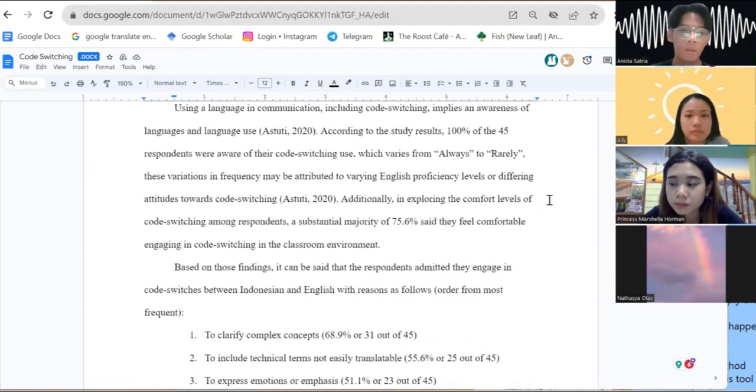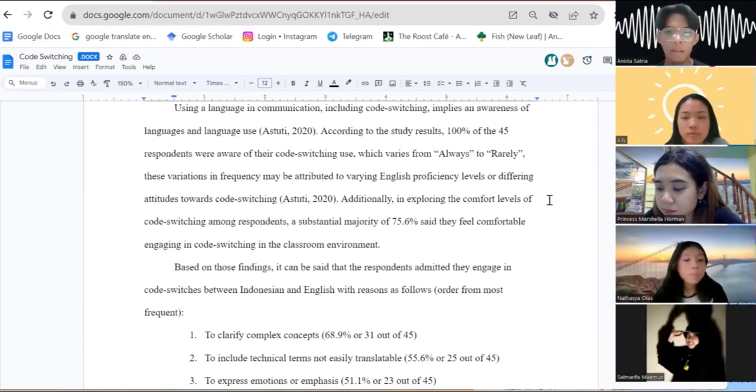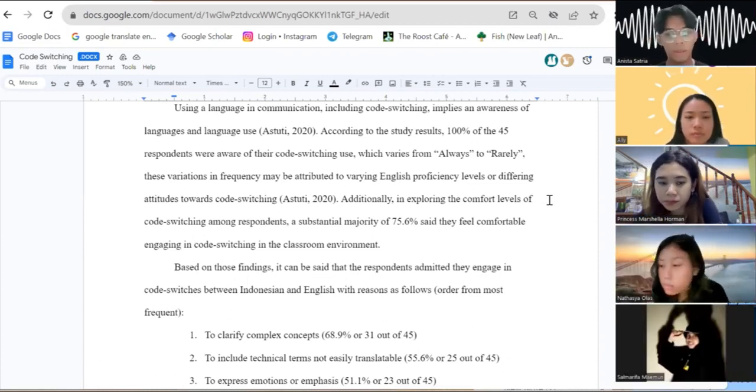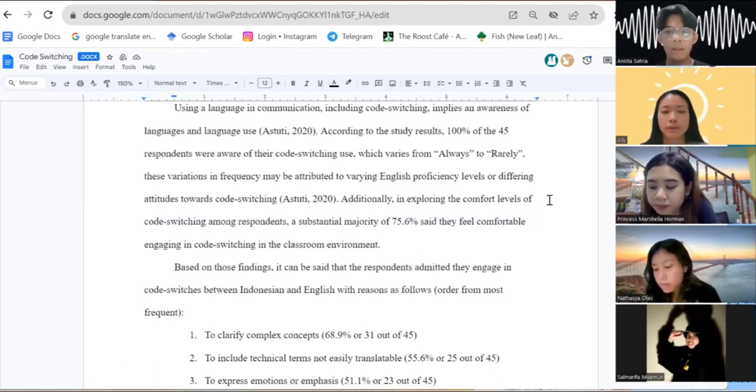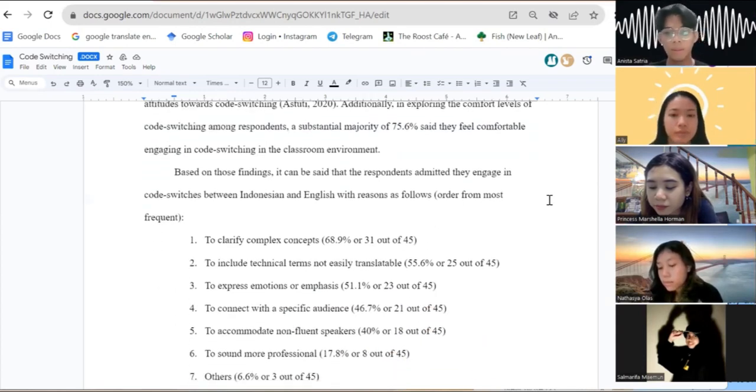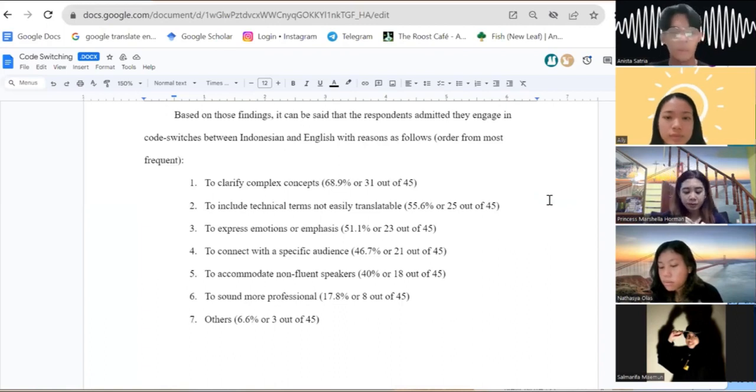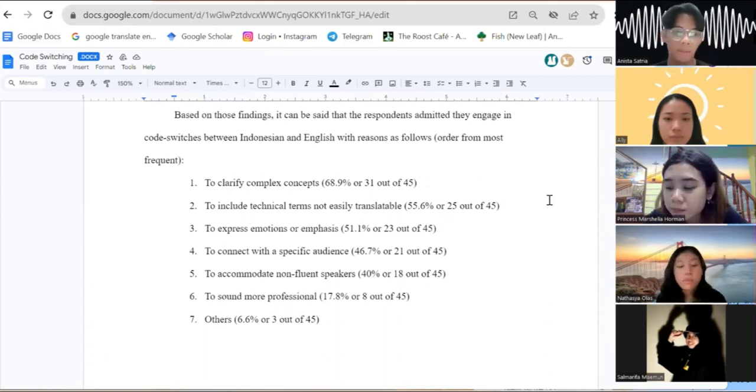And then next, talking about the awareness and also the comfort level. Interestingly, all 45 respondents, or 100% of our respondents, expressed awareness of their code switching tendencies with varying frequency. And this variation can be attributed to differences in English proficiency and also individuals' attitudes towards this code switching behavior. And about the comfort level, significantly, 75.6% of our respondents felt comfortable engaging in code switching within the classroom environment. And according to those results, it can be shown that the respondents acknowledge using code switching with Indonesian and also English for the following reasons.